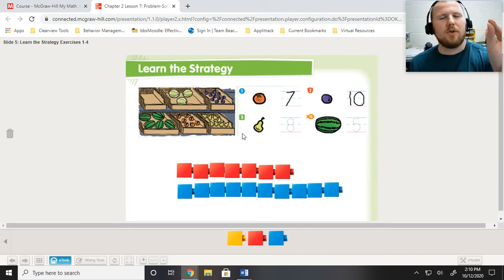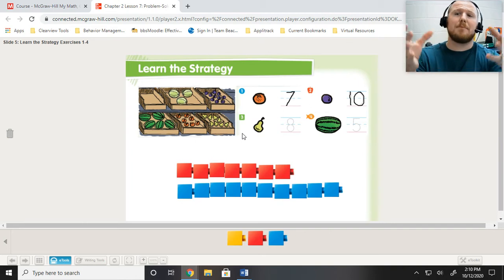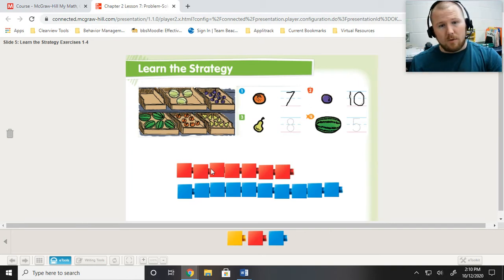Because we can't pull the grapes and oranges off the page, we can use objects to represent those. So the red blocks are the oranges and the blue blocks are grapes, or maybe they're plums. They look like the size of plums, so maybe they are plums. But either way, you get what I'm saying.